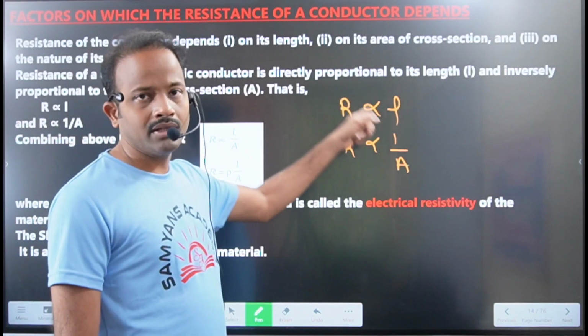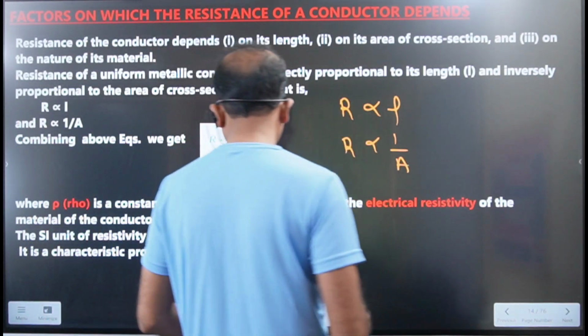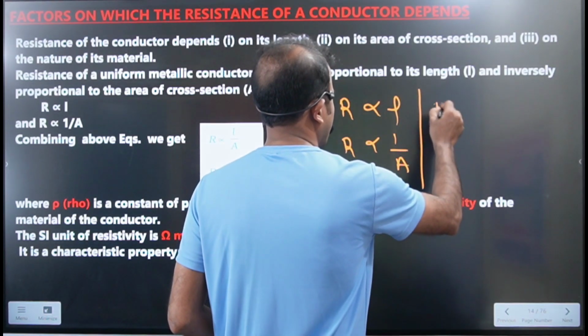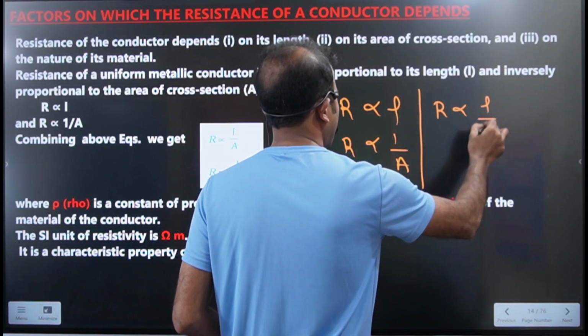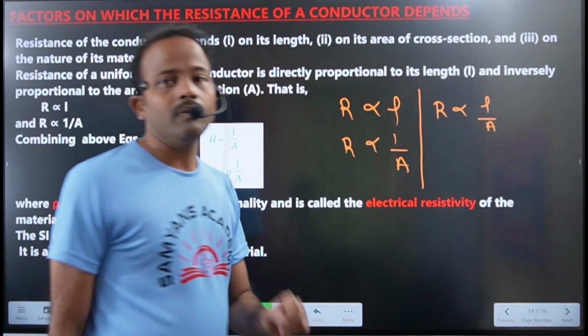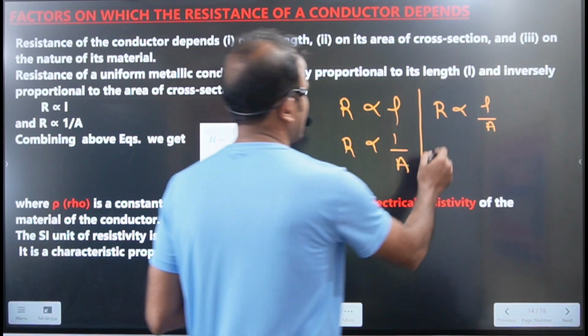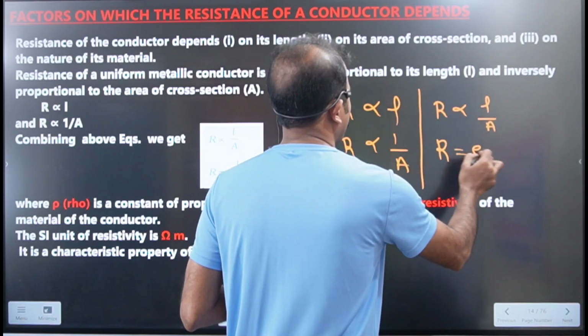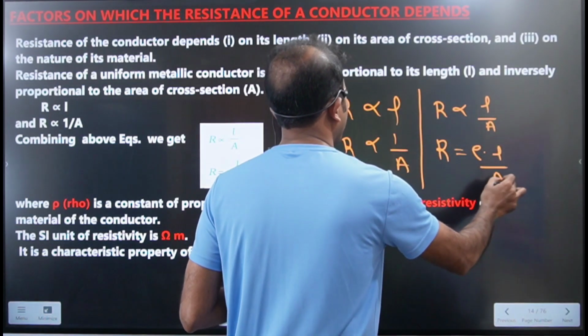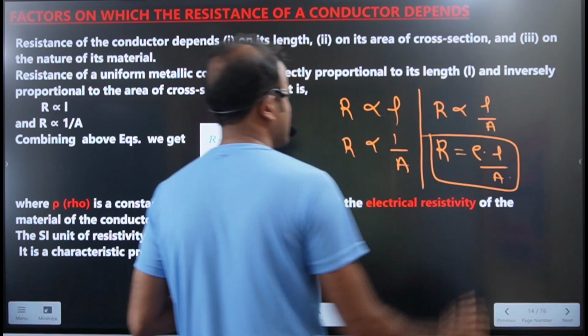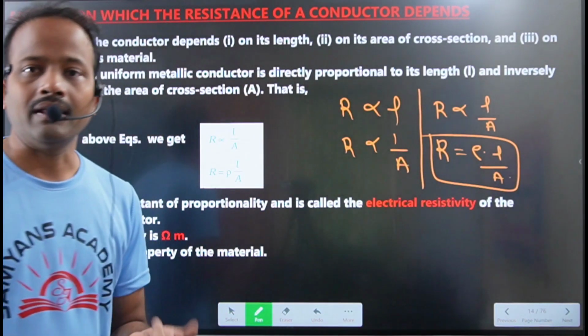When you combine these two things, then what will happen here? The resistance is directly proportional to L by A. When you remove this proportionality, then you have to put the proportionality constant, that is R equal to rho into L by A. And also remember, resistance is directly proportional to length.